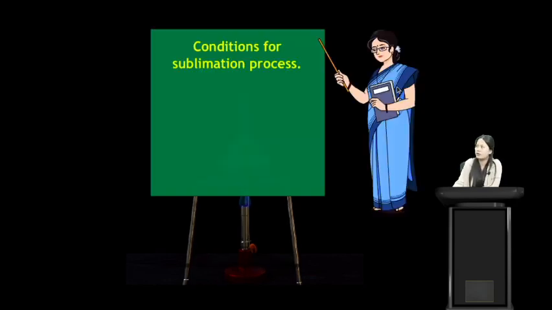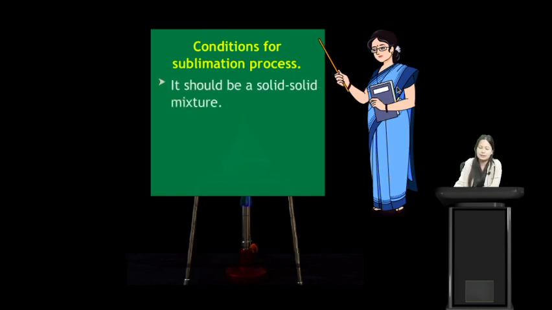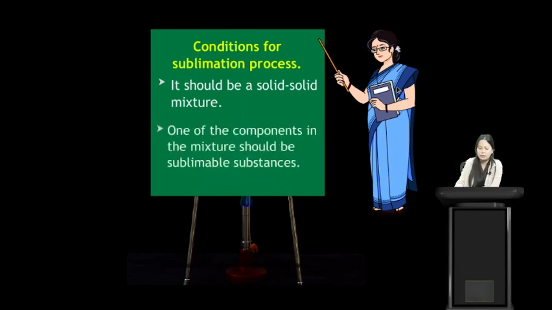So, conditions for the sublimation process. To carry out this sublimation process, there are certain conditions that need to be followed. The first is that it should be a solid mixture. Both components of the mixture should be solid, and one of the components in the mixture should be a sublimable substance. In our example, we have salt and iodine, both are solid. Then we have iodine as a sublimable substance. So this mixture satisfied this condition, and that is why we were able to separate the components of the salt and iodine mixture by using the sublimation process.